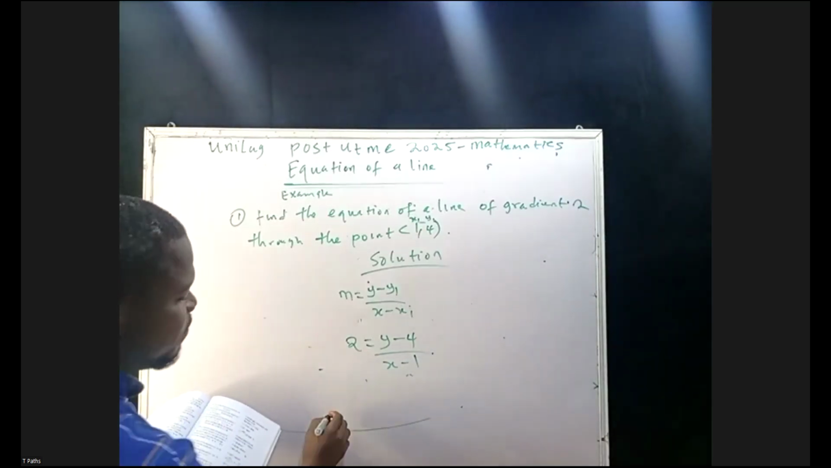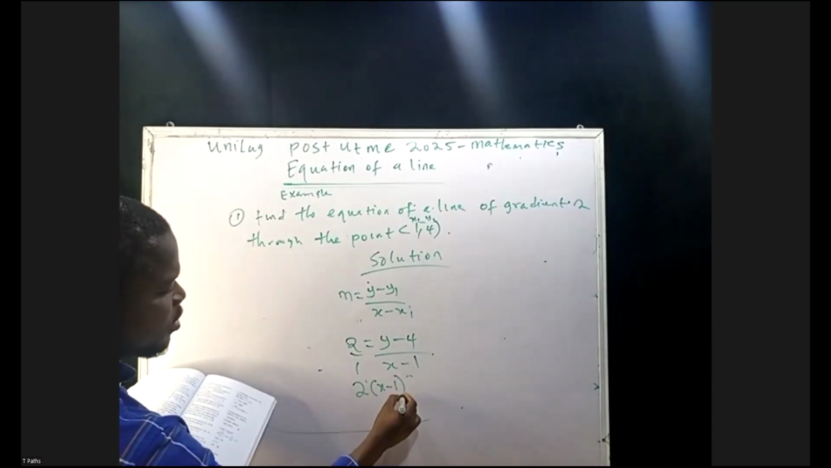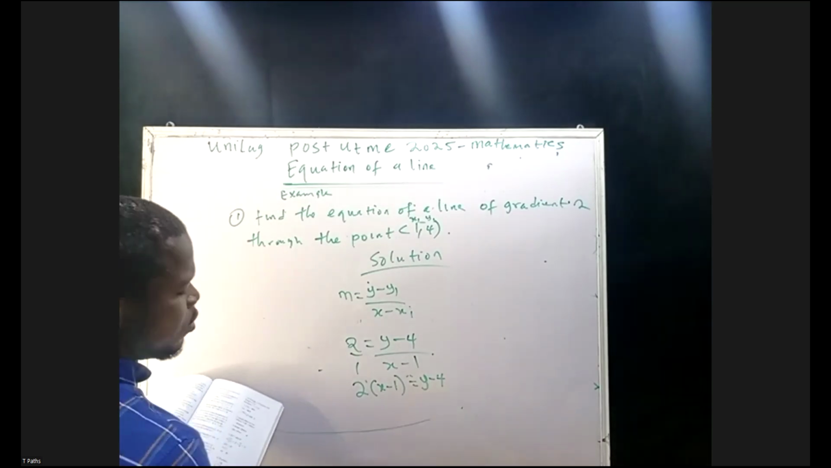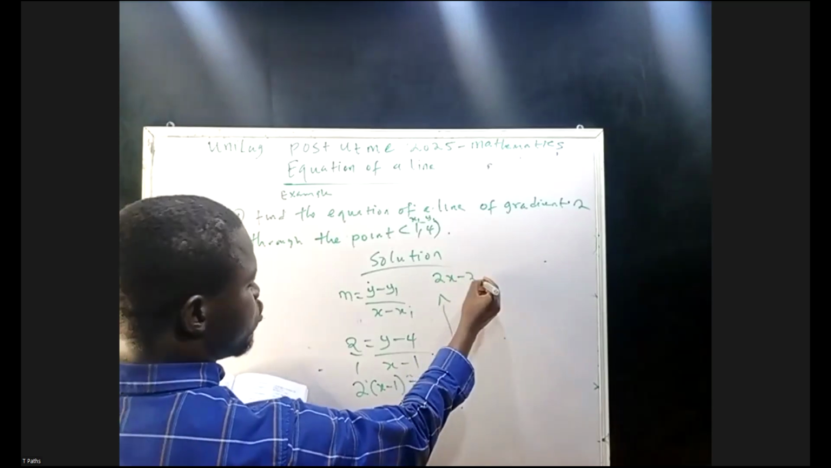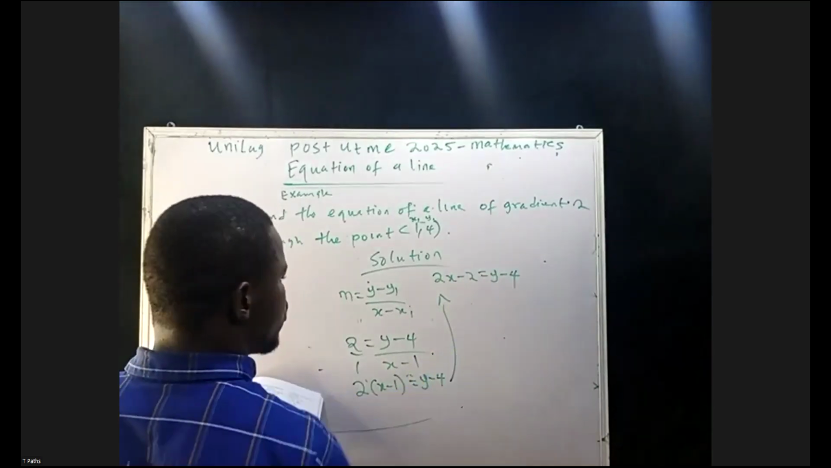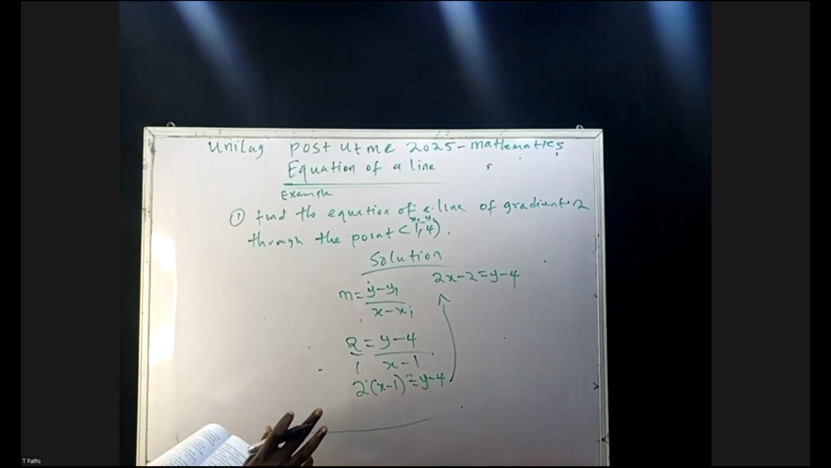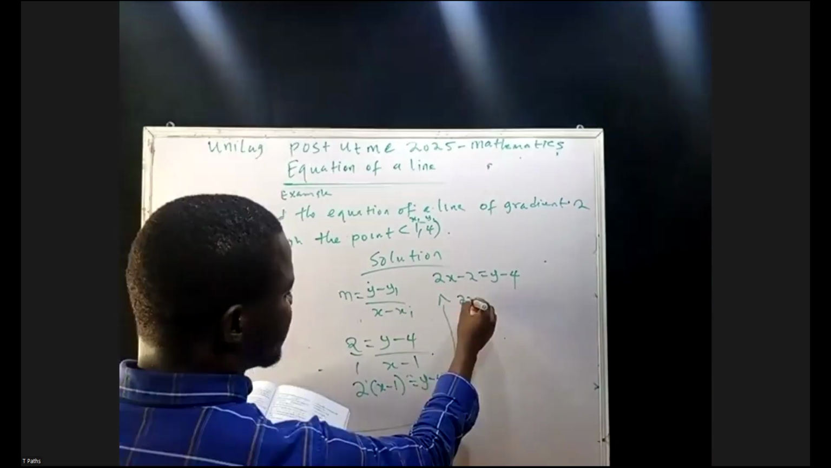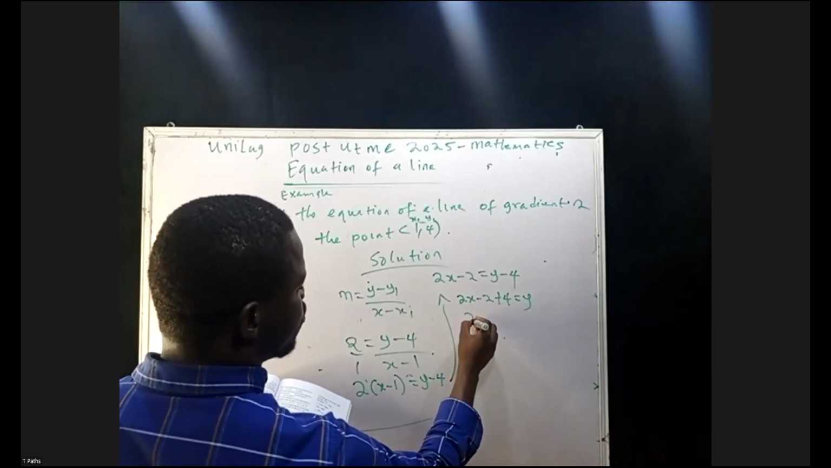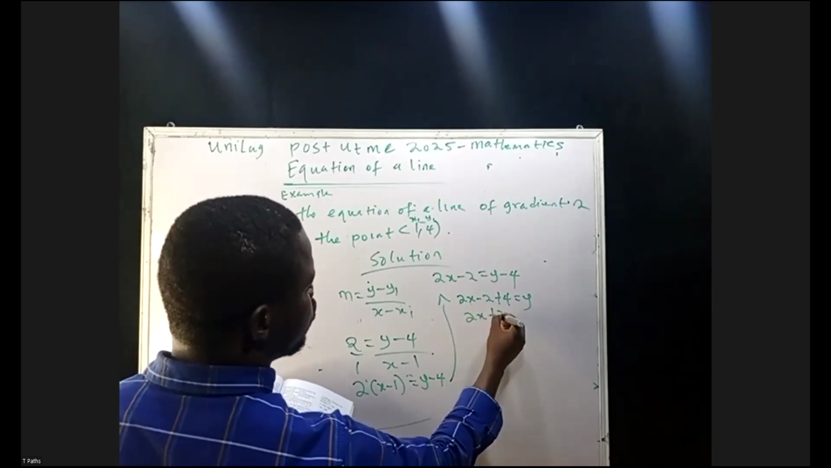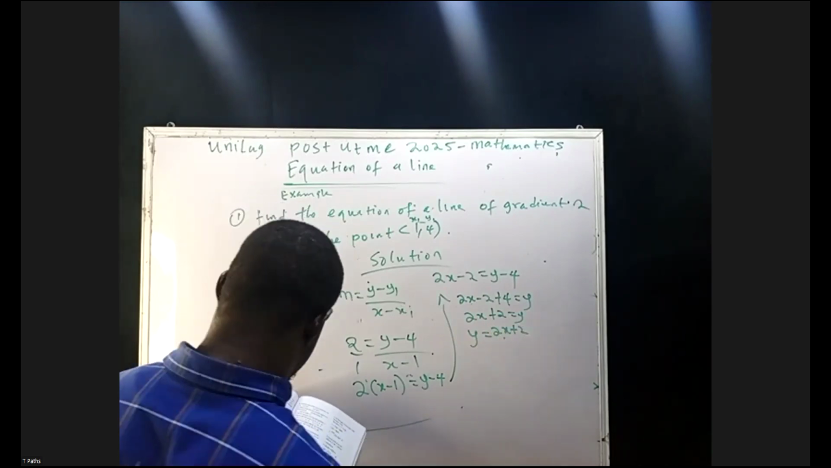So I'll cross multiply now. I can put 1 here. I say 2 into bracket x minus 1 equals y minus 4. So from here, if I open the bracket, I have 2x minus 2 is equal to y minus 4. Here I have to check the question: how did they arrange this? They want y to be alone. 2x minus 2 plus 4 is equal to y. So I can say 2x plus 2 is equal to y. Y is equal to 2x plus 2.